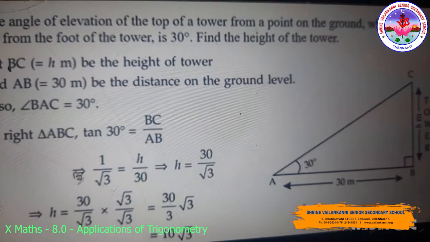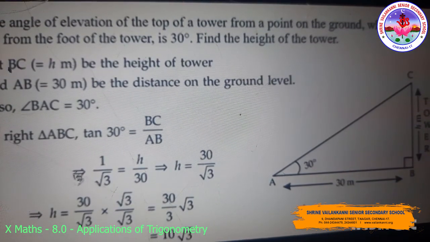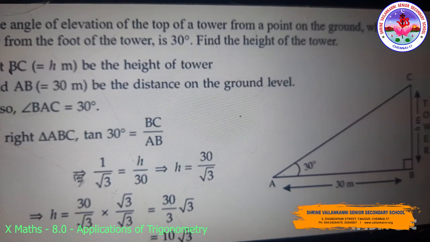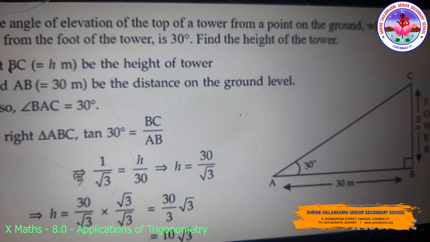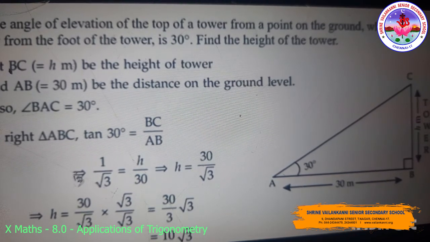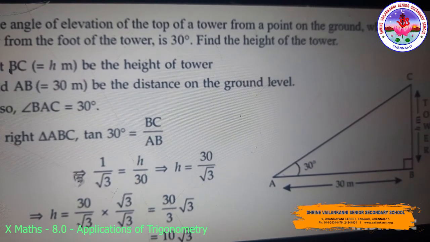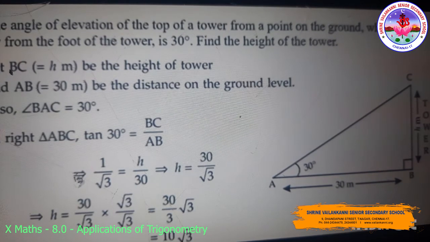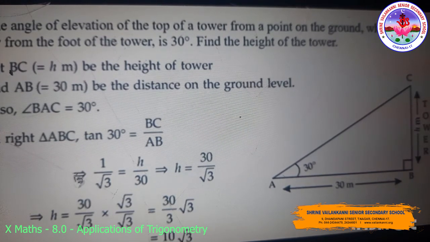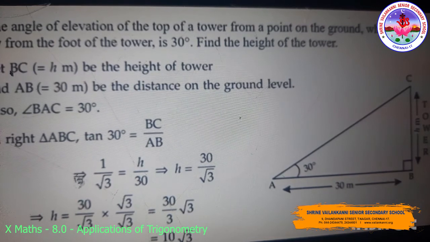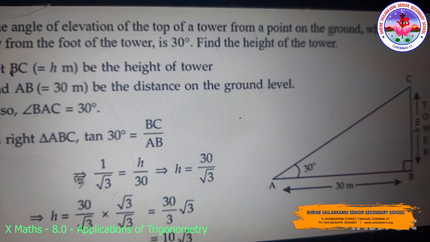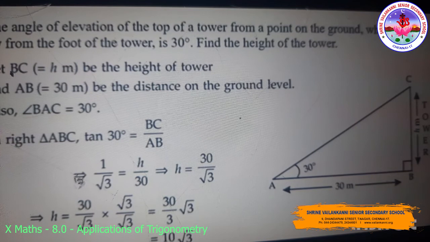Where AC is the line of sight, it makes an angle of elevation 30 degree with the horizontal line AB. Now coming to the solution, let AB be the distance of 30 meter and angle of elevation is 30 degree. Since BC is a vertical tower, triangle ABC is a right angle triangle, AC is the hypotenuse, BC is the opposite side and AB is the adjacent side. We want to find out the BC length.